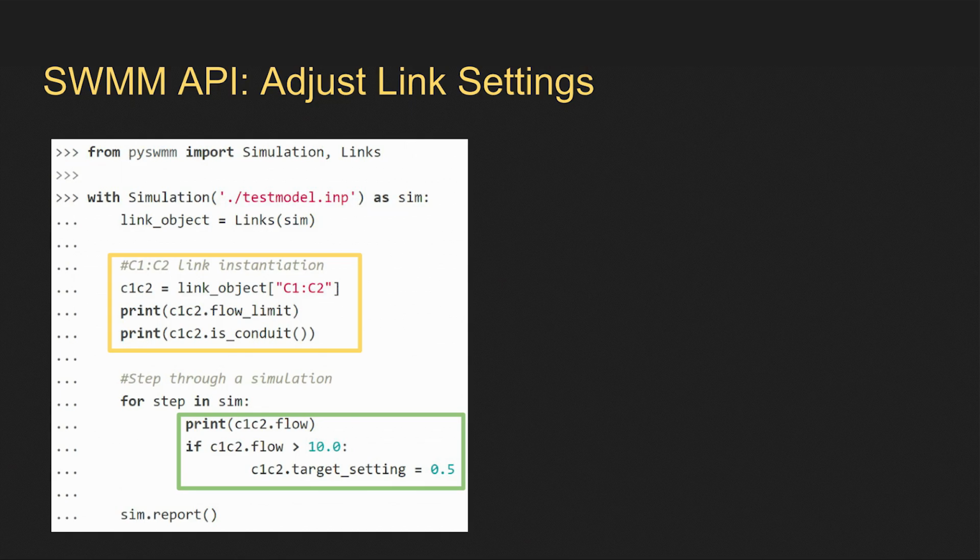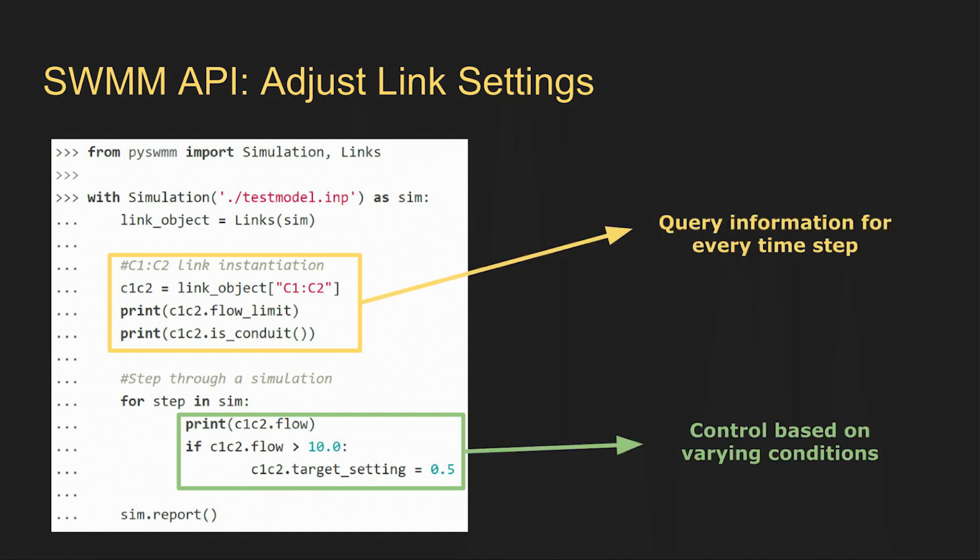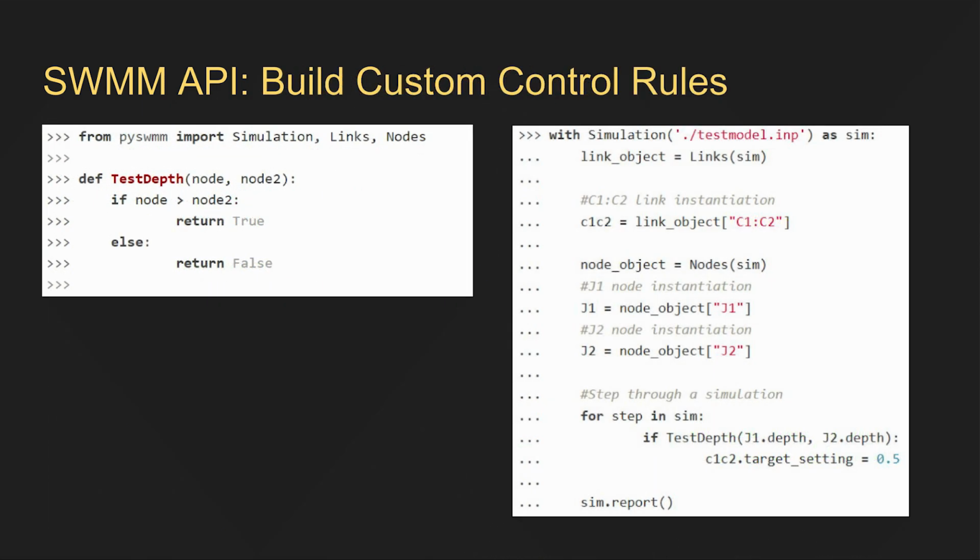We can also adjust the link settings. This can be pipes, this can be rivers, so that we can query information at every time step, and at the same time we can change how the model works depending on rules. For instance, if at a certain point the flow is bigger than 10 meters per second, just change the orifice aperture or a gate to have only 50% of the opening available. And on top of that, working with Python, we can really express any type of custom control rules that we can do with the project.